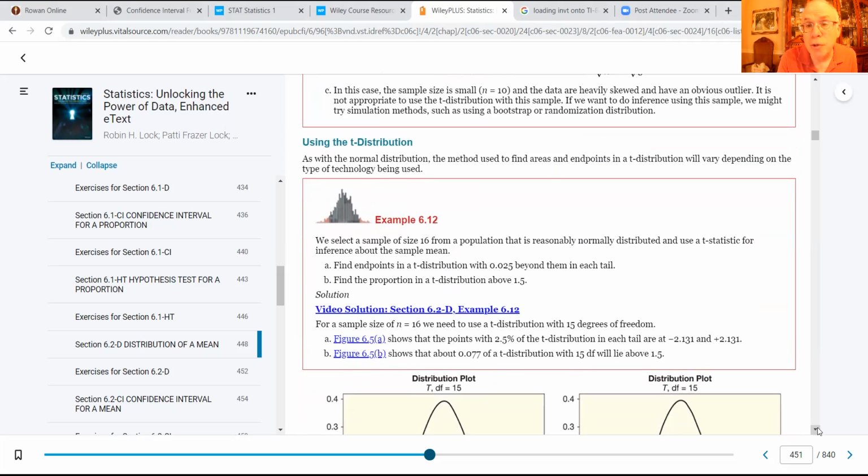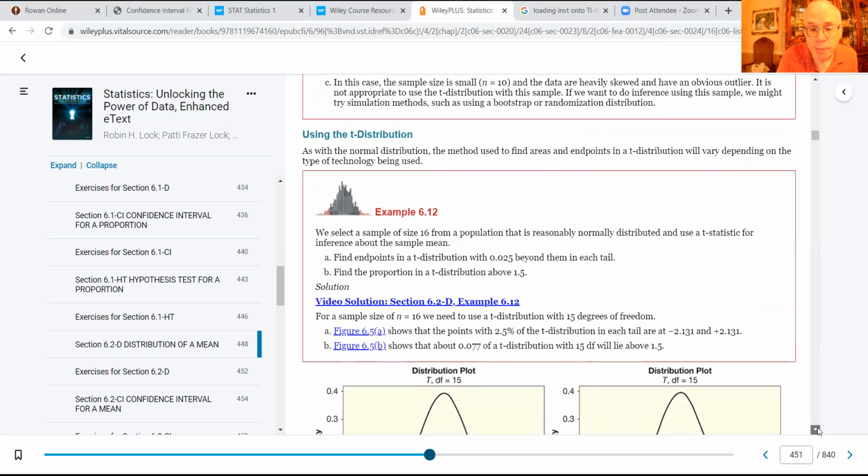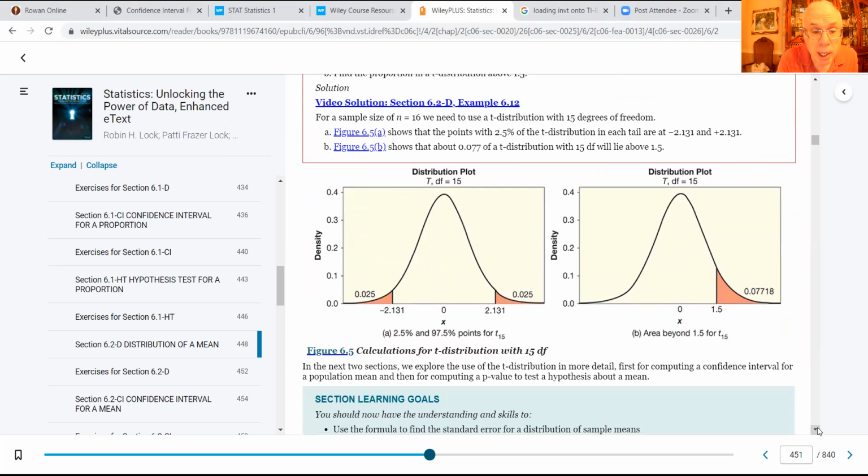Now, how do you use the t-distribution? For example, what if I gave you a curve, and let's say we wanted to find the middle 95%. We want to find the endpoints. Now, if this is a t-distribution, not a standard normal, it's very important. You have to distinguish between the two. If you're going to be using the t instead of a standard normal, then to find those endpoints, you have to use what's called inverse t.